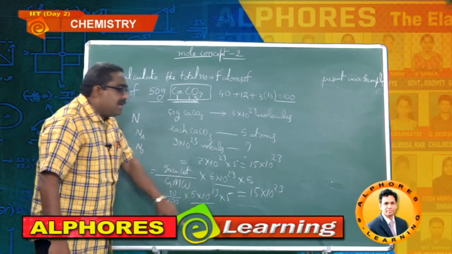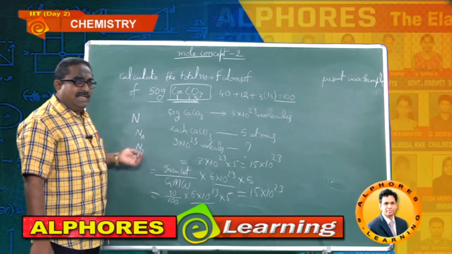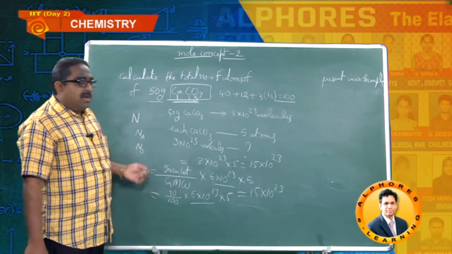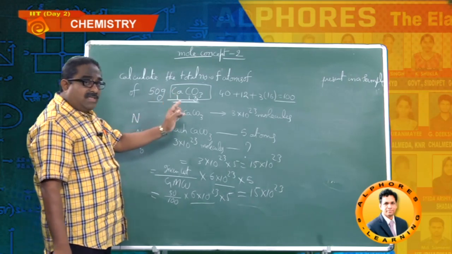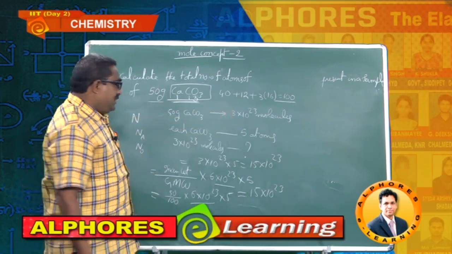Instead of 6 into 10 power 23, we can also simply represent it with the capital letter N, or Na, or No. Now I am going to repeat this model once again with this approach, and then I will switch over to the next concept of this part.